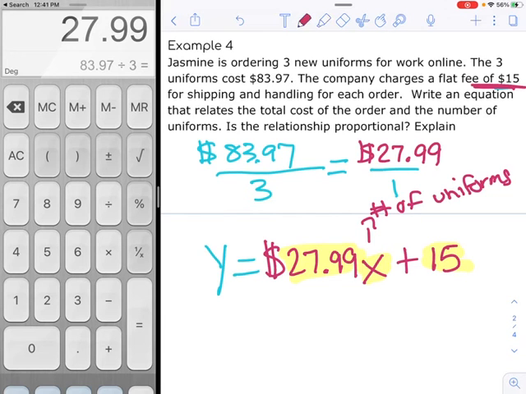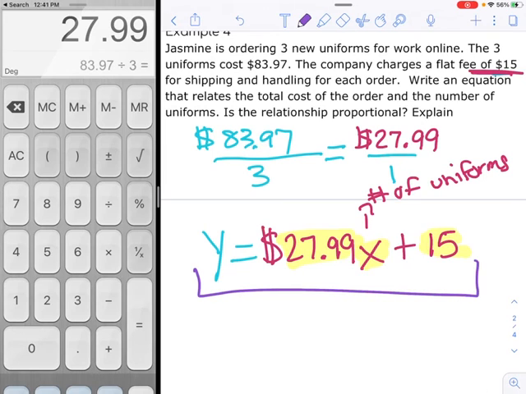Now, looking at this equation, the last question I have for you guys today is, does this equation represent a proportional relationship? Does this represent a proportional relationship?